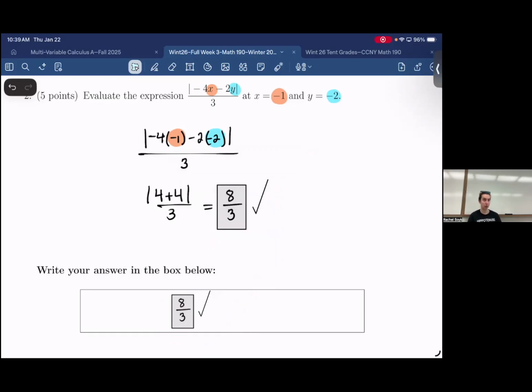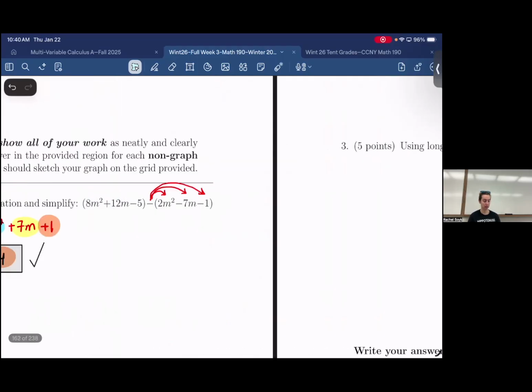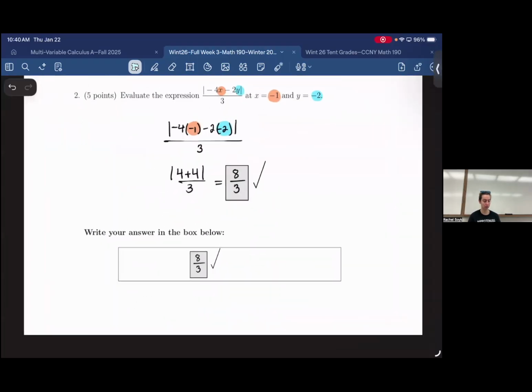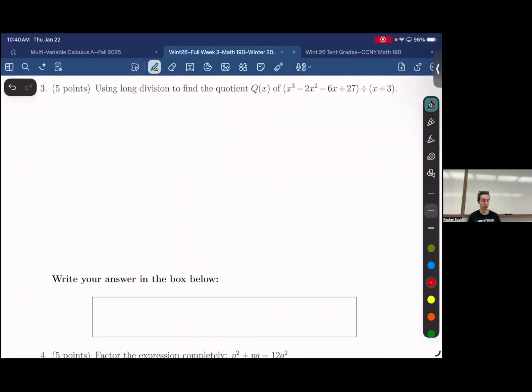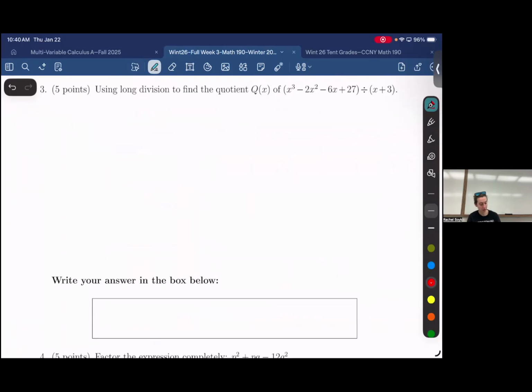Let's move on to question 3. I could keep it up here for a second if you need it. All right. Question 3. We're asked to use long division here. Do we have to include any placeholders? No. So we have our divisor on the outside. We have our dividend in the inside. And they're just asking us to find the quotient.